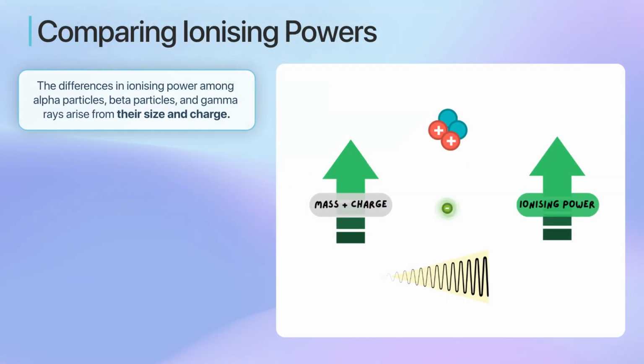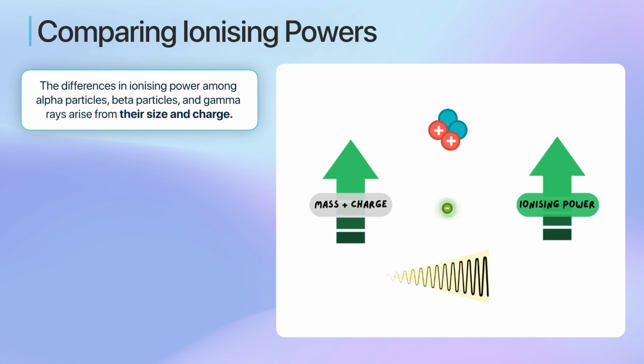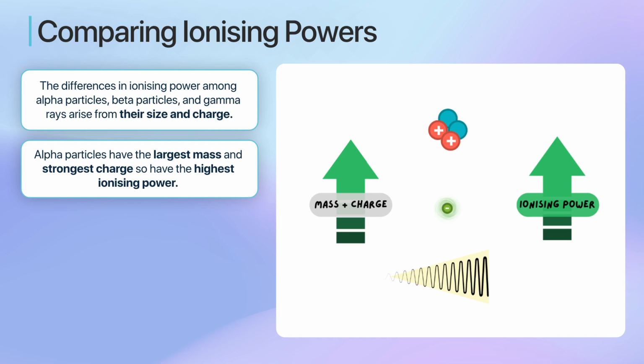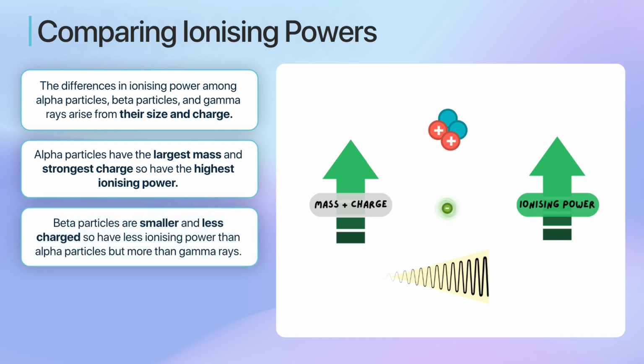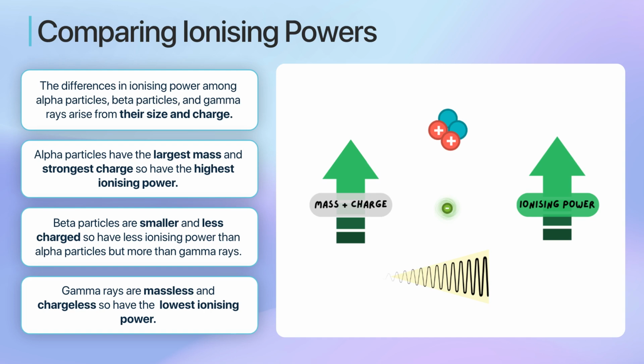To summarize, the differences in ionizing power among alpha particles, beta particles, and gamma rays arise from their size and charge. Alpha particles, having the largest mass and strongest charge, have the highest ionizing power, followed by the smaller and less charged beta particles, and finally followed by the massless and chargeless gamma rays, which have the lowest ionizing power.